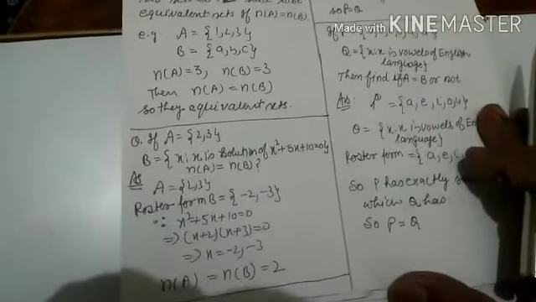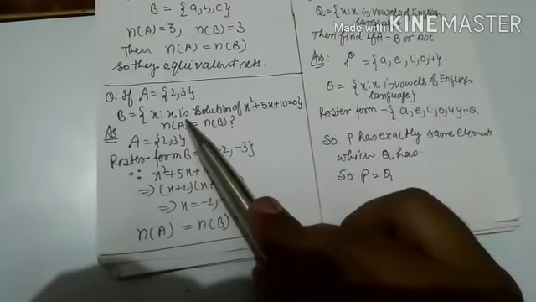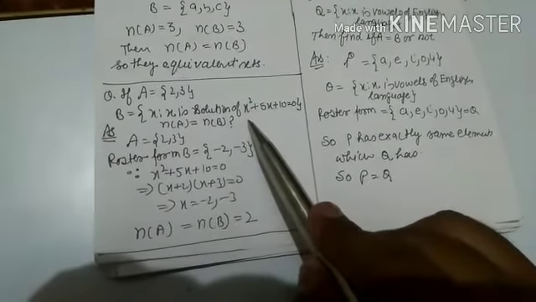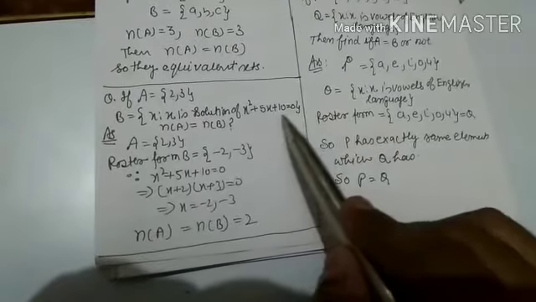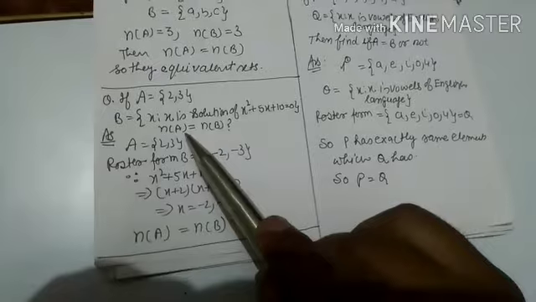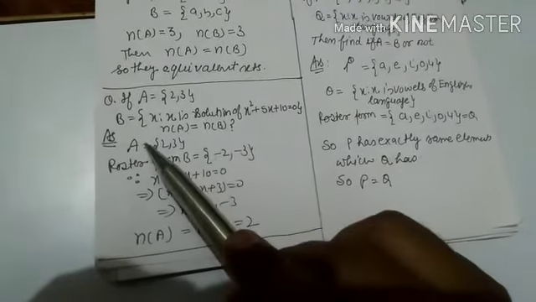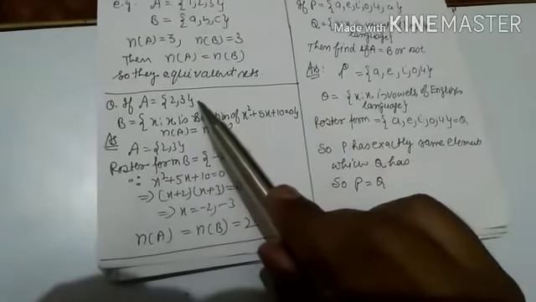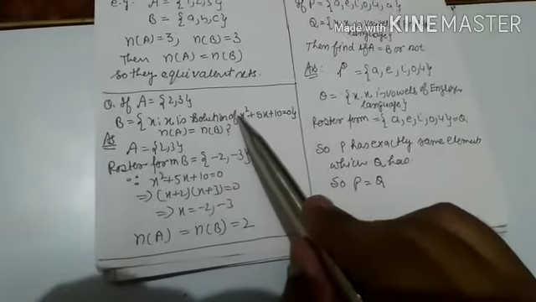Let us take one more example. If A is the set {2, 3}, and B is the set of x, the solutions of the equation x square plus 5x plus 10 is equal to 0, then find whether n(A) is equal to n(B) or not. Then we have to know whether they are equivalent or not.